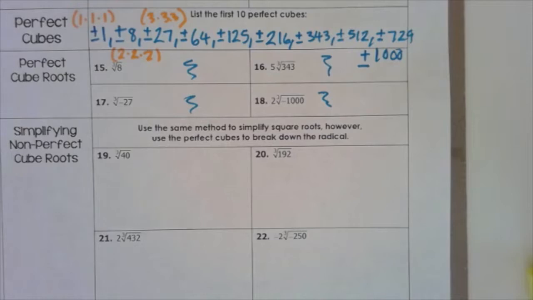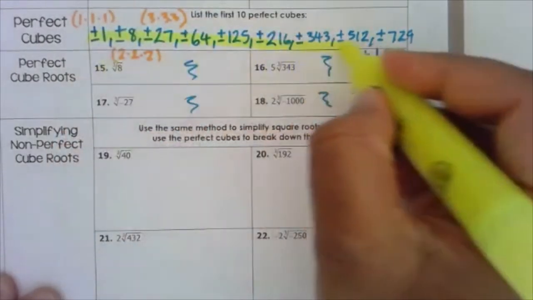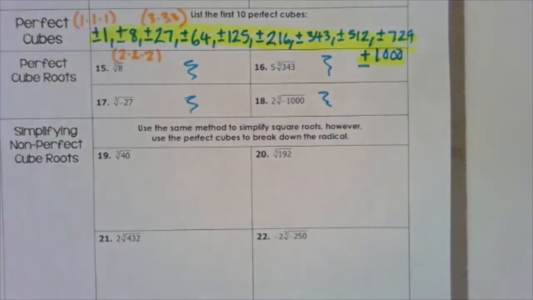Today's topic is going to be simplifying non-perfect cube roots here. The process is pretty similar to what we did in the last video as far as simplifying non-perfect square roots, only with a few slight differences. The first big difference, if you'll notice, are the perfect cubes. Those numbers are different. This time we're also dealing with negative numbers in addition to positive numbers.